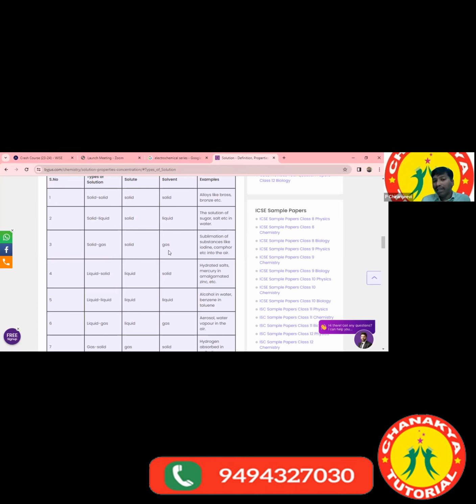In solid and gas, what is the example here? Sublimation. Sublimation here means iodine, camphor. The sublimation of iodine and the sublimation of camphor are the best examples of solid-gas solution. First of all, what is meant by sublimation? That is my question.